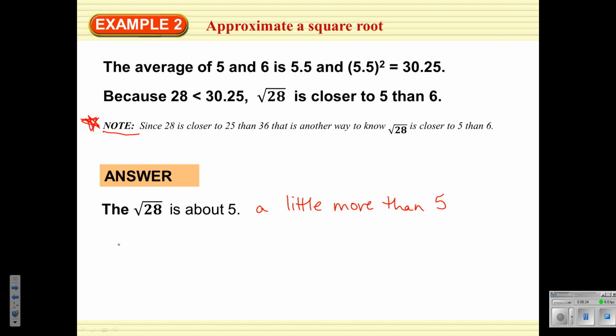So you find two perfect squares that your number falls between, take the square root of those perfect squares, and your number is going to fall, or your square root is going to fall between those perfect squares. So we're going to do some guided practice on this, and I want you to pause the video after each problem and find your answers.